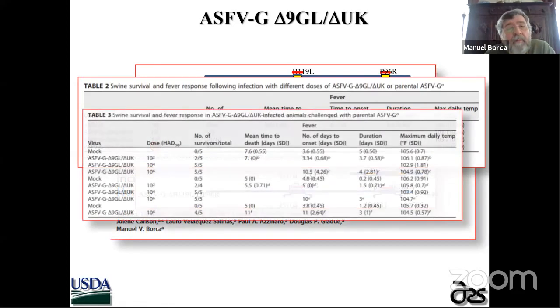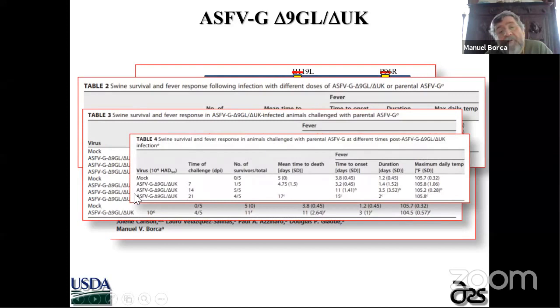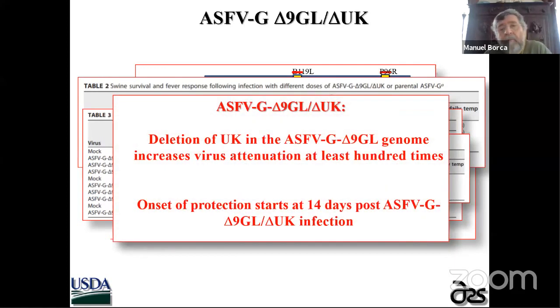All the animals inoculated with 10 to the 4 or higher were protected against the challenge. And interestingly, for the first time, we showed that protection can be achieved only 14 days after inoculation of the vaccine in African swine fever. So we are pretty happy with this virus because of its stability in terms of attenuation and its ability to induce protection, even early protection. We're still working with it and trying to push ahead as a vaccine candidate.